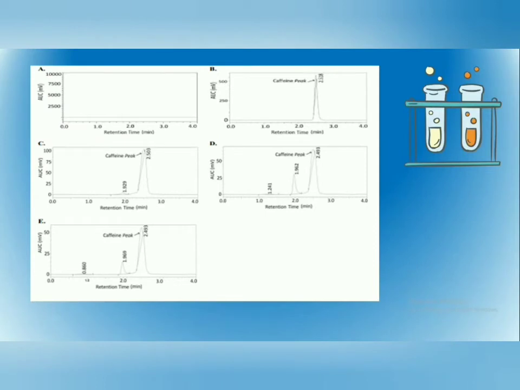This is the caffeine peak: A for solvent, B for caffeine standard solution, C for X, D for compound Y, and E for Z. So for B, the caffeine peak is about 2.518 minutes, showing the retention time. And this is the caffeine peak for X, 2.4503, D 2.493, same with E. This is Y and Z.